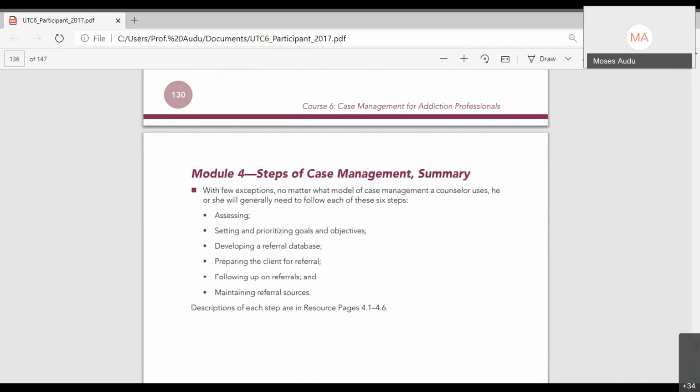So the summary: assessing, setting and prioritizing goals and objectives, developing a referral database, preparing the client for referral, following up on referrals, and maintaining referral services. So these are the steps of case management. It's very interesting. You need to prepare for it.